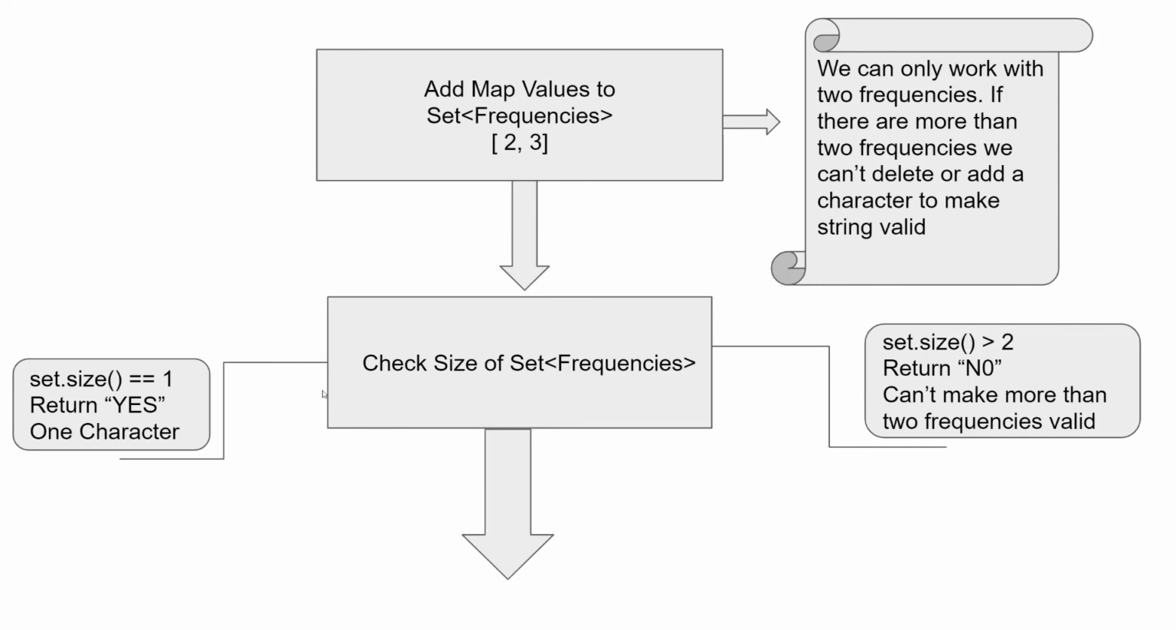So in this case here, we check: is our frequency set size equal to 1? The answer is no, so we skip this if statement. Is it greater than 2? The answer is no, so we skip this. We come down here where it's actually 2 frequencies, right?